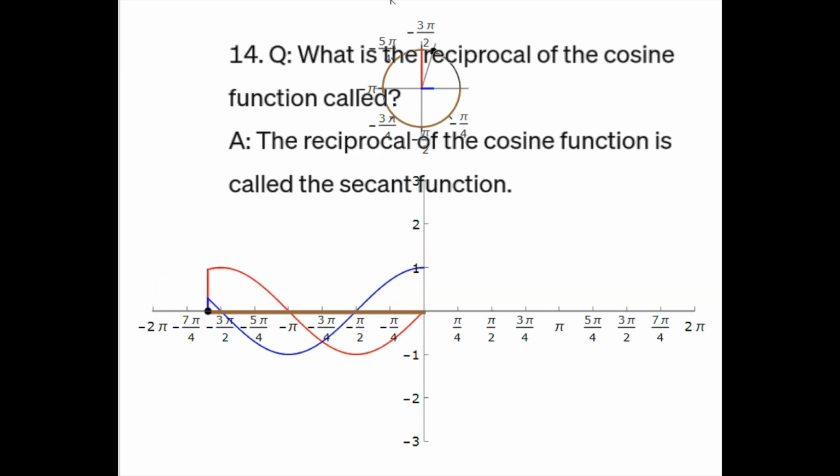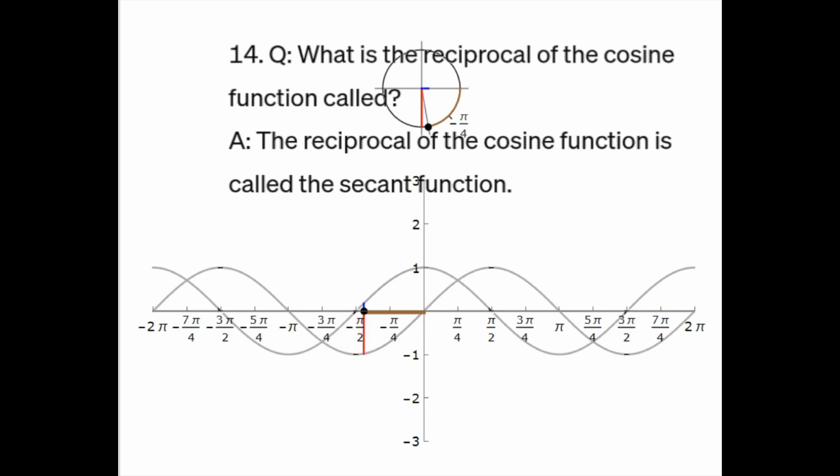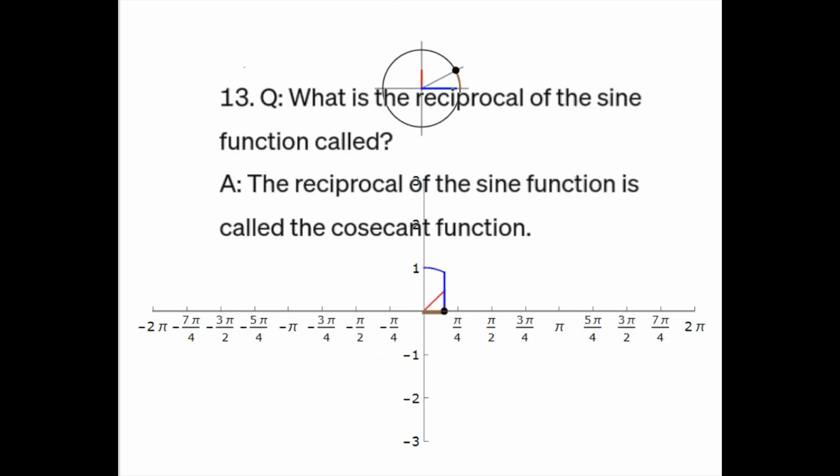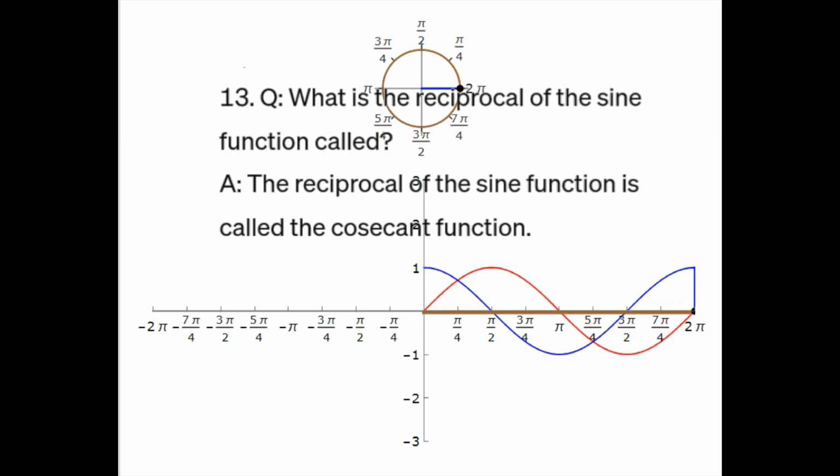What is the reciprocal of the cosine function called? The reciprocal of the cosine function is called the secant function. What is the reciprocal of the sine function called? The reciprocal of the sine function is called the cosecant function.